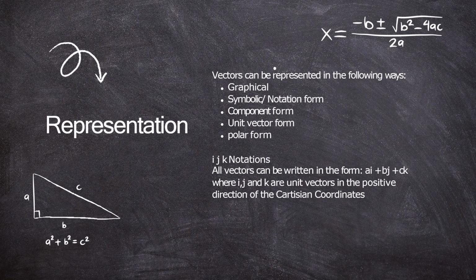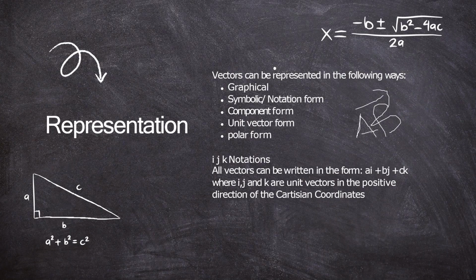Now, symbolic form means that you write an alphabet and put an arrow on top of it. Generally, you represent vectors in such a way that if it is the length of the line, and the line is A to B, then you write vector AB as A, B, and an arrow on the top. So I hope you understood what is the symbolic or notation form.